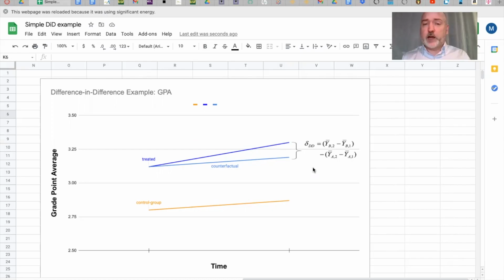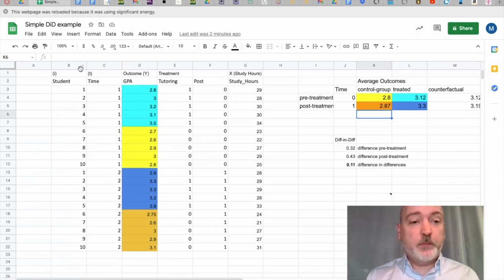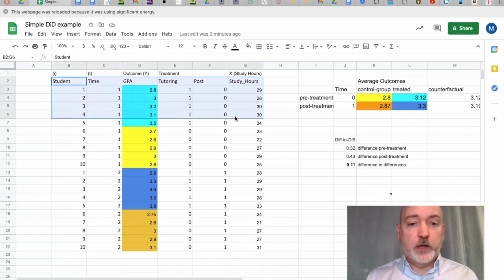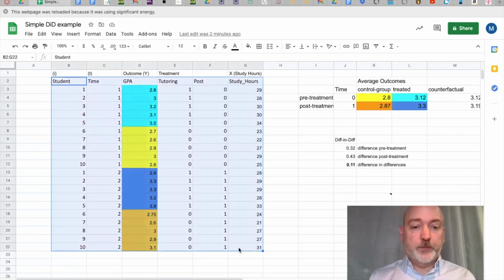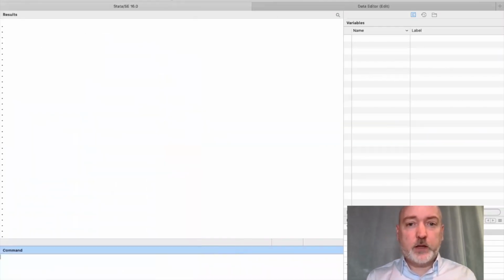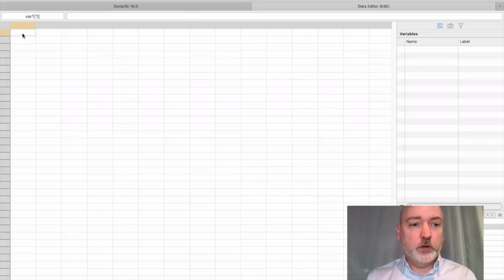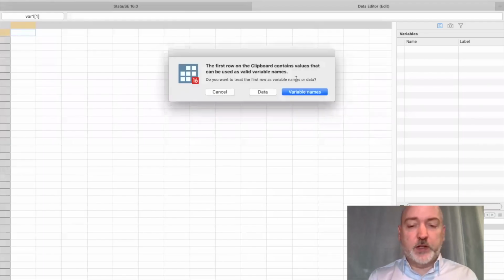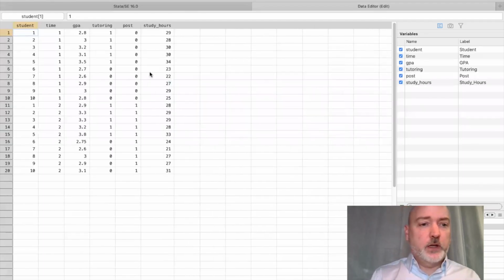Okay, for our last trick, let's put this data into Stata, run the regression, and in a much quicker fashion, get that treatment effect. We're simply going to copy and paste our raw data into the data editor in Stata. So let's copy that, jump over to Stata, go to the data editor, paste it in. We'll take those variable names, and there we have it. We've got our GPA, our treatment indicator, our time indicator dummy variable, and that's all we're going to need for our simple construction here.